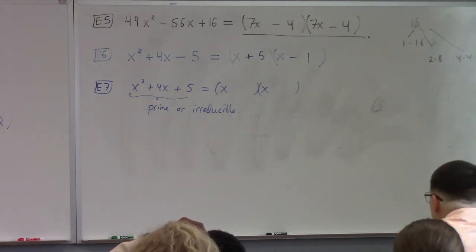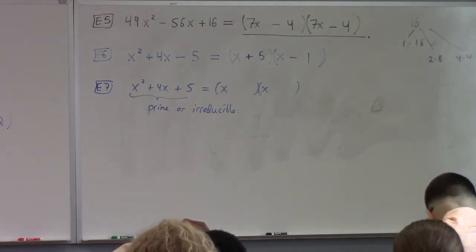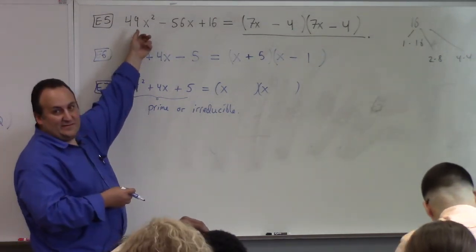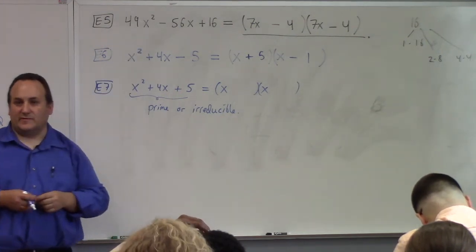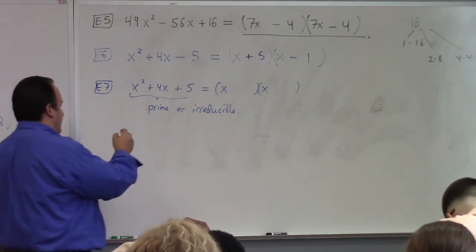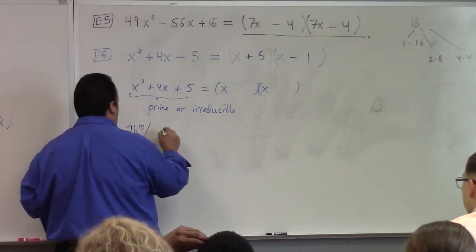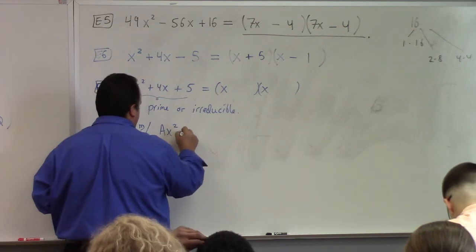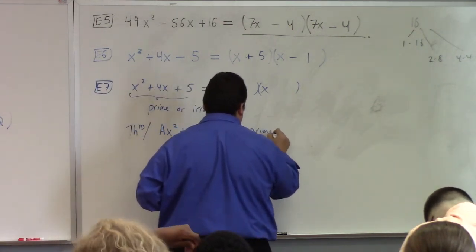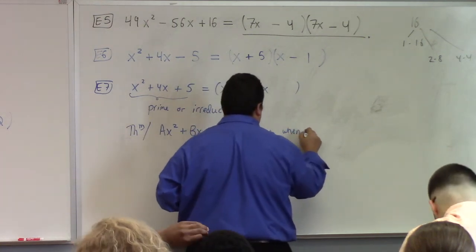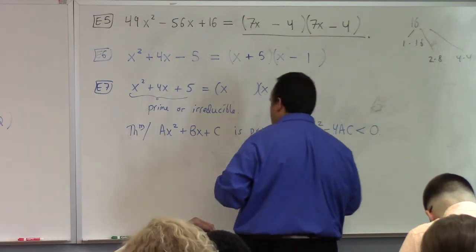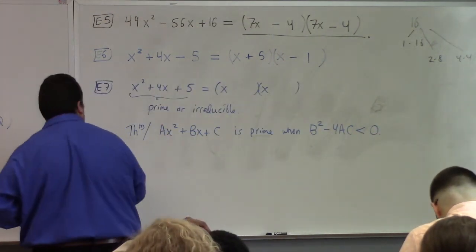Oh, you just try to factor it, and if you can't, it doesn't work? Well, that's not really a very good judge, is it? Because something like this, you could easily get twisted and not be able to factor it just because the arithmetic is hard, right? Fortunately, there is a theorem, and here's the theorem. Ax squared plus bx plus c is prime when b squared minus 4ac is less than 0.